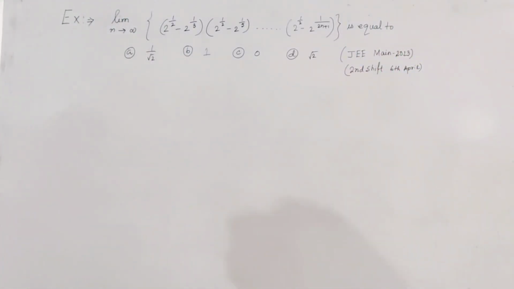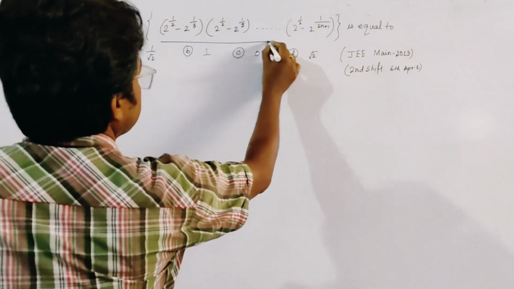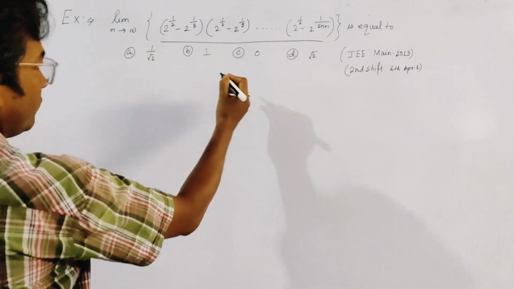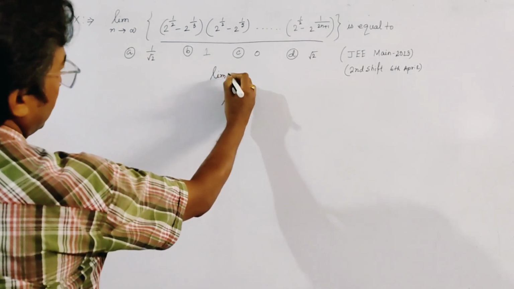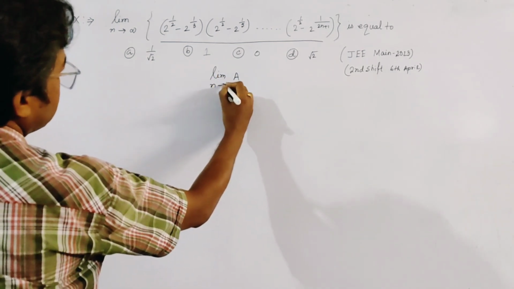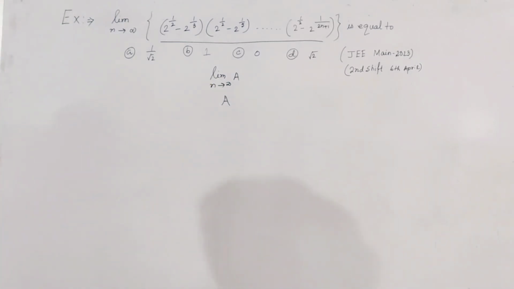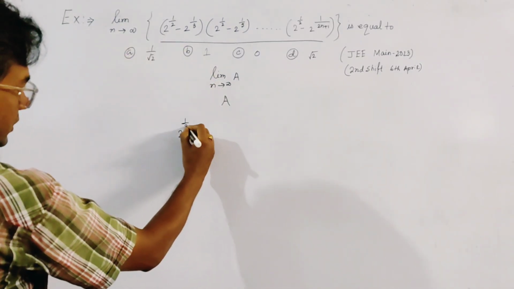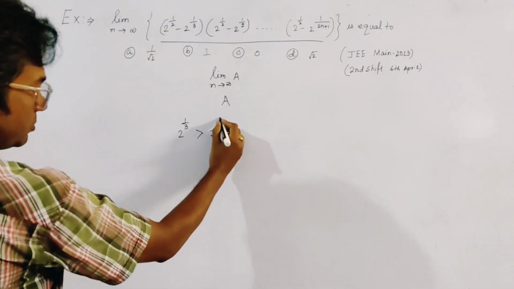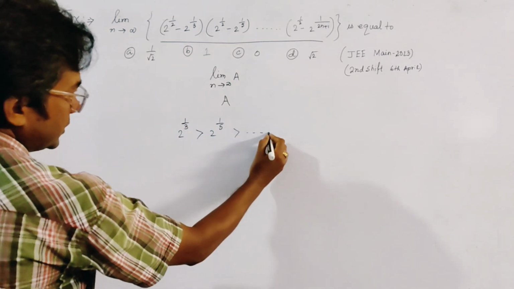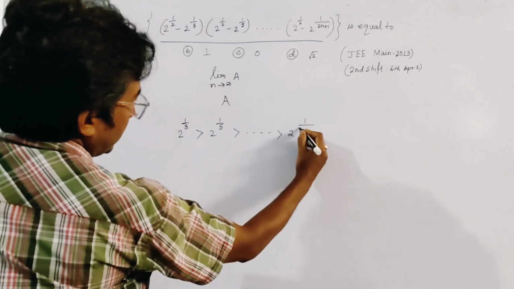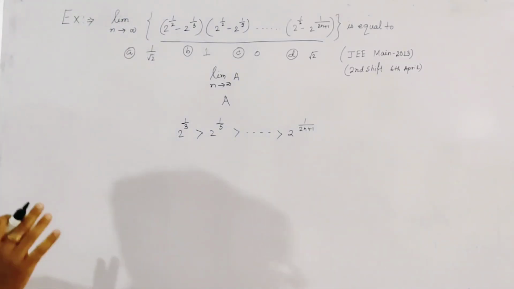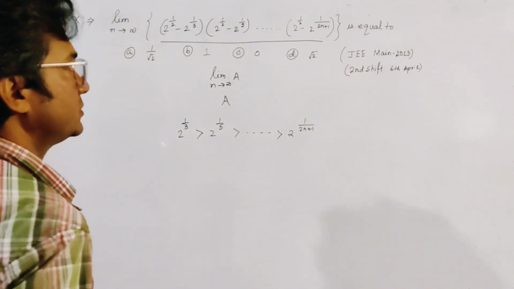Now we first let this term be a. So we have to find the limiting value of a as n tends to infinity. It is clear that 2^(1/3) is greater than 2^(1/5), which is greater than 2^(1/(2n+1)). It is a well known result for all of us.